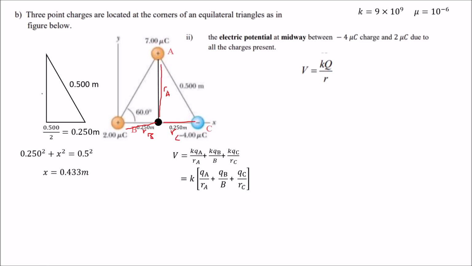For rA, we need to use Pythagoras theorem. As you can see, it's a right angle triangle over here. So a squared plus b squared equals c squared, which gives 0.433. So 0.433 over here. We just put in the values again, but this time we need to put in the sign, because a positive charge and a negative charge will have different effects on the electric potential.